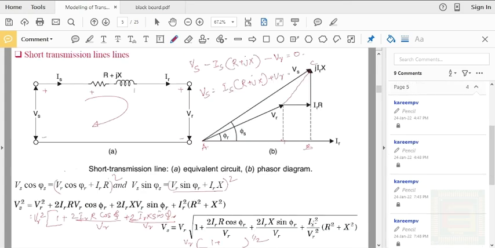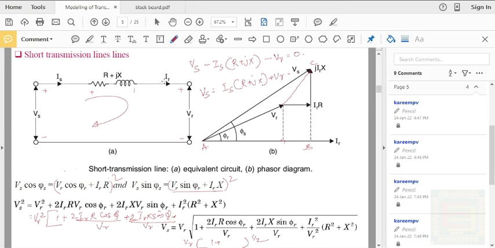Here you can see that IR square into R square plus X square is the drop across this, because IR into Z is actually root of R square plus X square, so the square of the voltage drop across this is IR square into R square plus X square, divided by VR square, the receiving end voltage. So compared with the receiving end voltage, the drop across this impedance will be very less. So the ratio between the drop across this impedance and the receiving end voltage will be always less than 1. So as an approximation you can neglect that term.